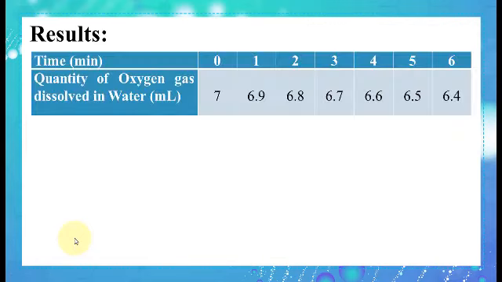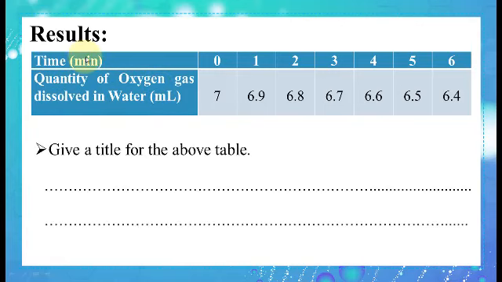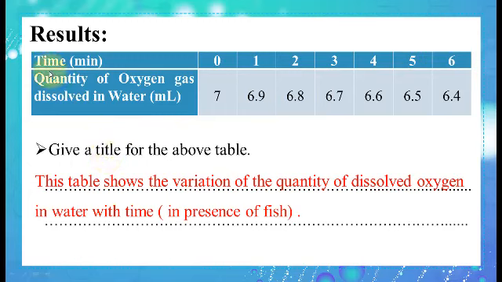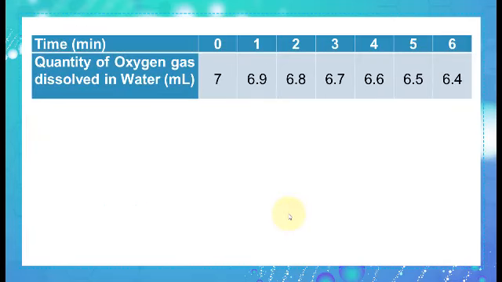The obtained results were recorded in this table. So what does this table show? This table shows the variation of, or the change of, the quantity of oxygen gas dissolved in water with time, from 0 minutes till 6 minutes. Give a title for the above table. This table shows the variation of the quantity of dissolved oxygen gas in water with time in presence of fish.